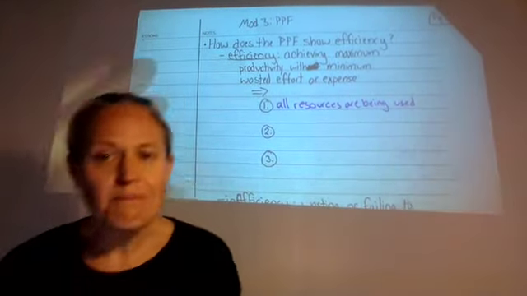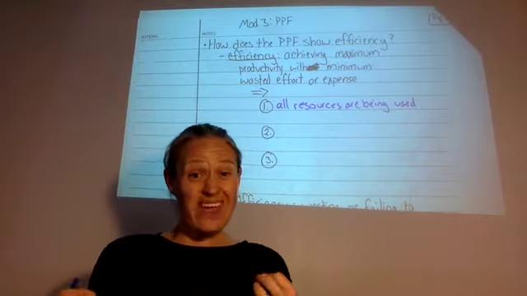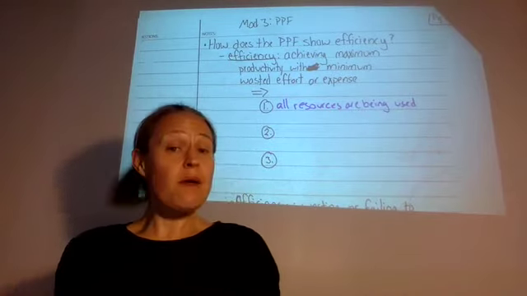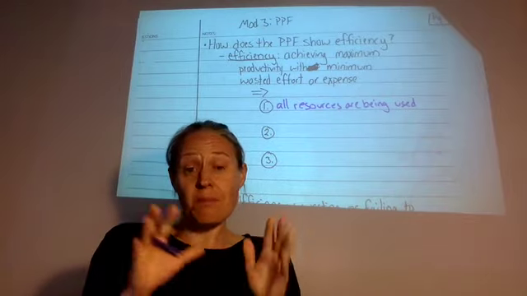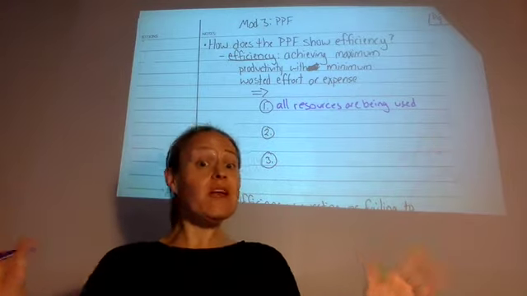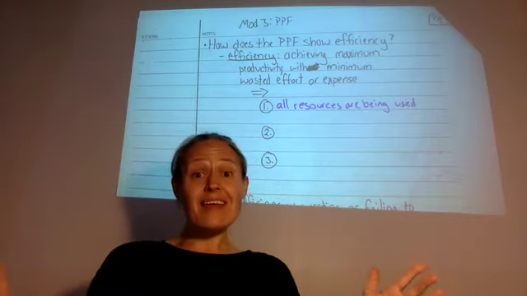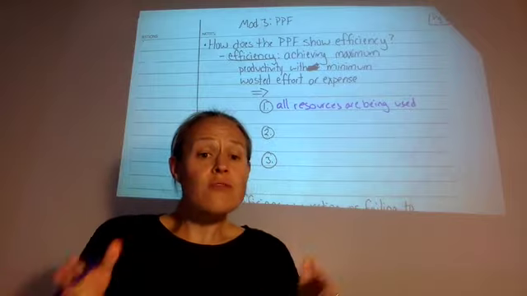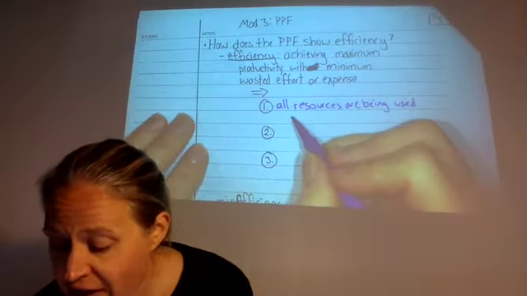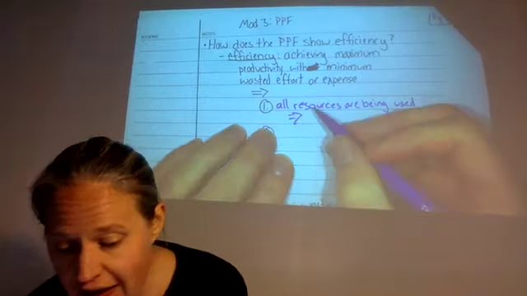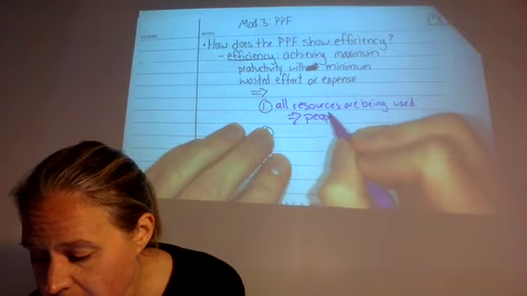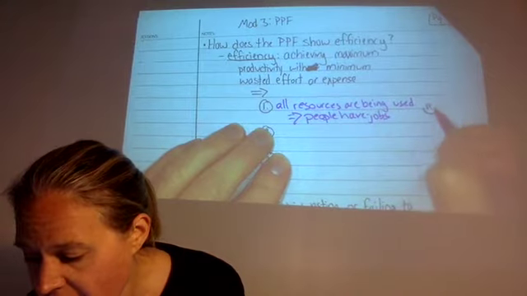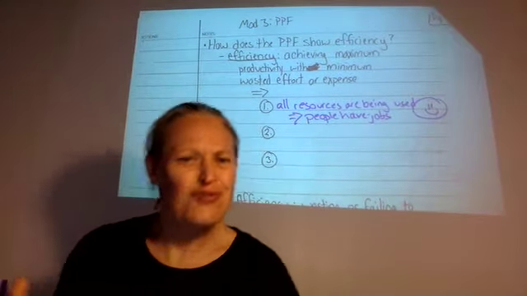Now, here in macroeconomics, the biggest thing that we care about is people. We care about jobs, and people are one of our biggest resources as an economy, as a country. So if all resources are being used, that therefore means that people have jobs. And that, of course, is a good thing. I like to put little smiley faces in my notes to remind me that's a good thing.